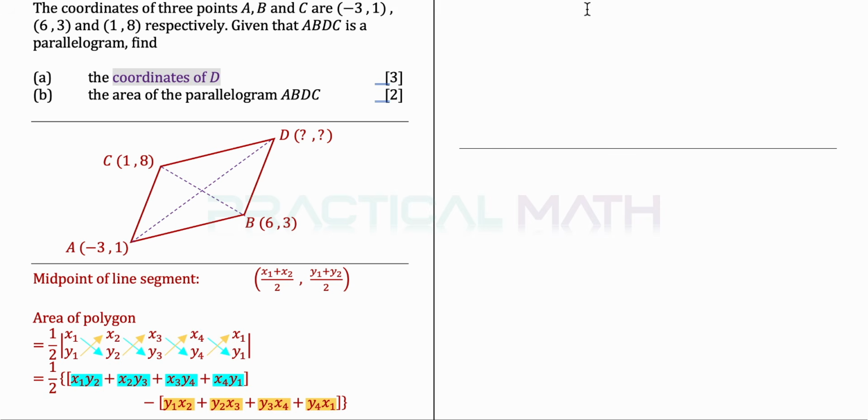So to find the coordinates of D, as we mentioned earlier, we will need to use the midpoint of line segment formula. So the coordinates of D, in this case, can be found by having the midpoint of AD equated to the midpoint of BC, because the diagonal AD actually bisects the diagonal BC. This is part of the property of parallelograms.